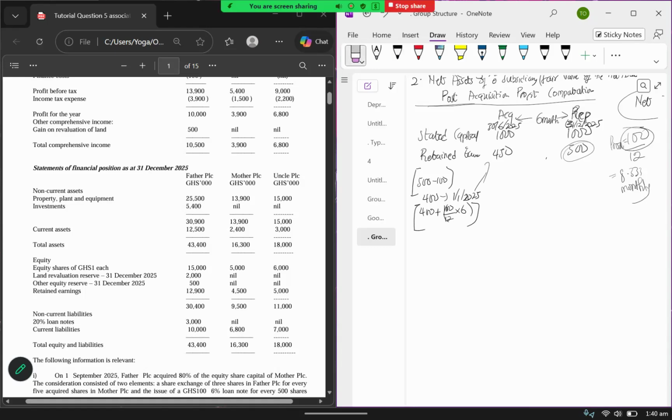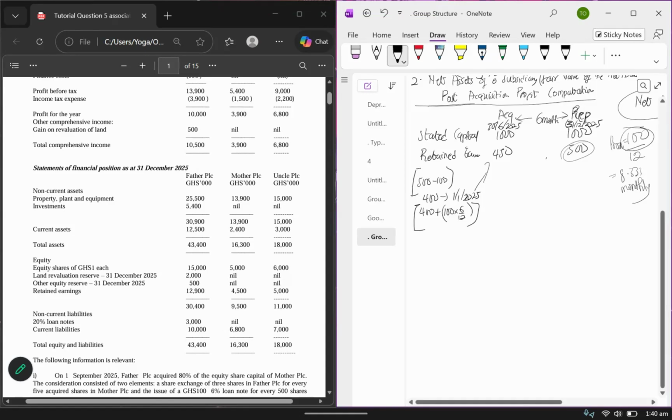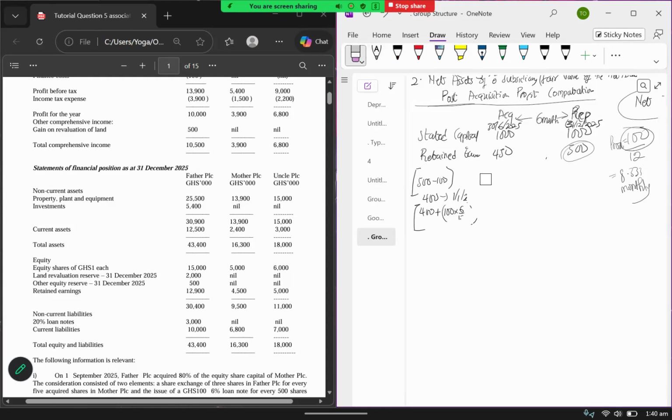Okay, and please let me rewrite this one. Someone can choose to write it as 100 times 6 over 12. Please, it's the same thing mathematically. What I did earlier was to divide the 100 by 12 to get the profit for each month, and then you multiply it by the number of months, that's 6. But if you do it this way, you get the same thing. Okay, so this is for the retained earnings. Normally, that's the computation that we do in relation to the retained earnings.